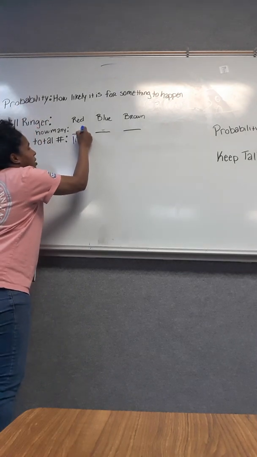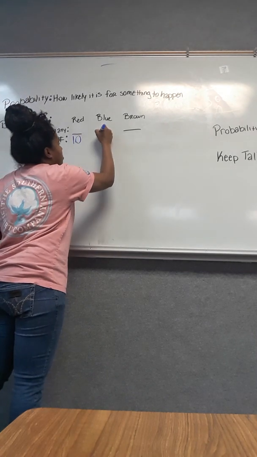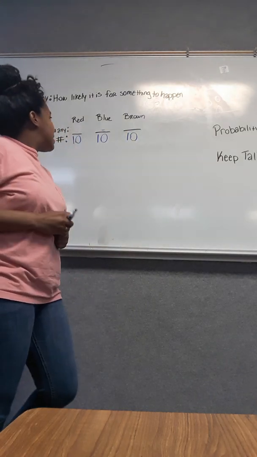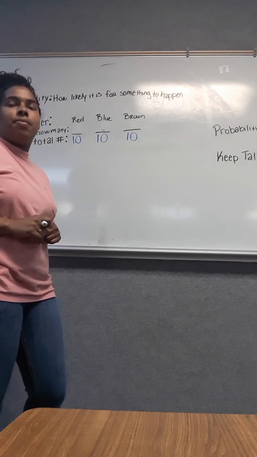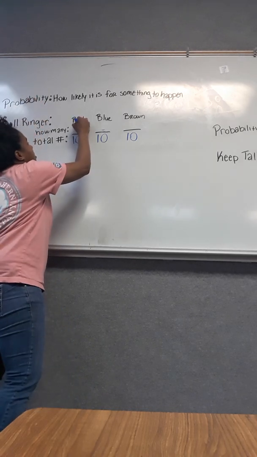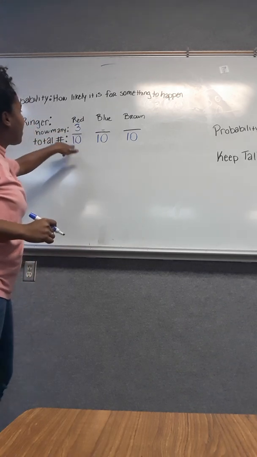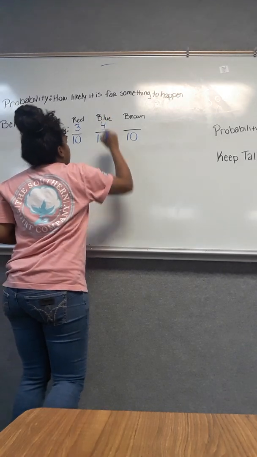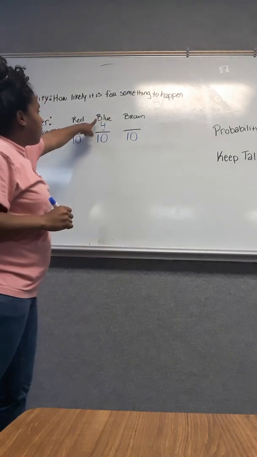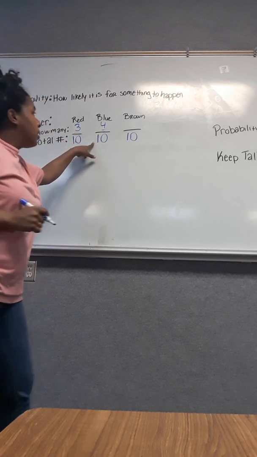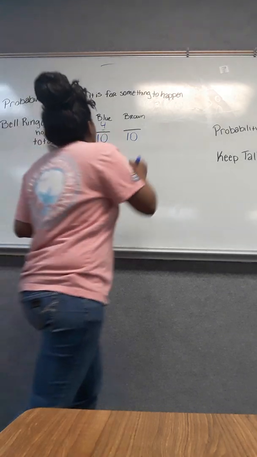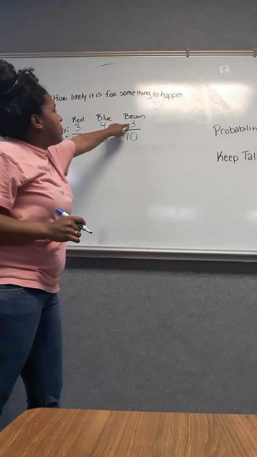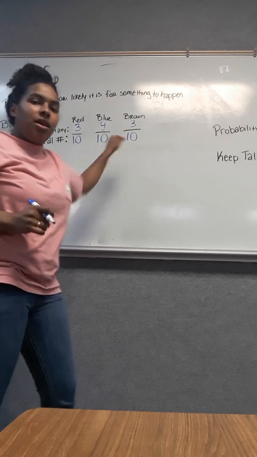10. Great. So we're going to put that all the way across because we have 10 M&Ms in the bag. Now, of those 10, how many were red? 3. Great. So the probability of getting red is 3 out of 10. What about blue? 4. Okay, so the probability of getting a blue M&M is 4 out of 10. And brown? 3. Great. So the probability of getting a brown M&M is also 3 out of 10.